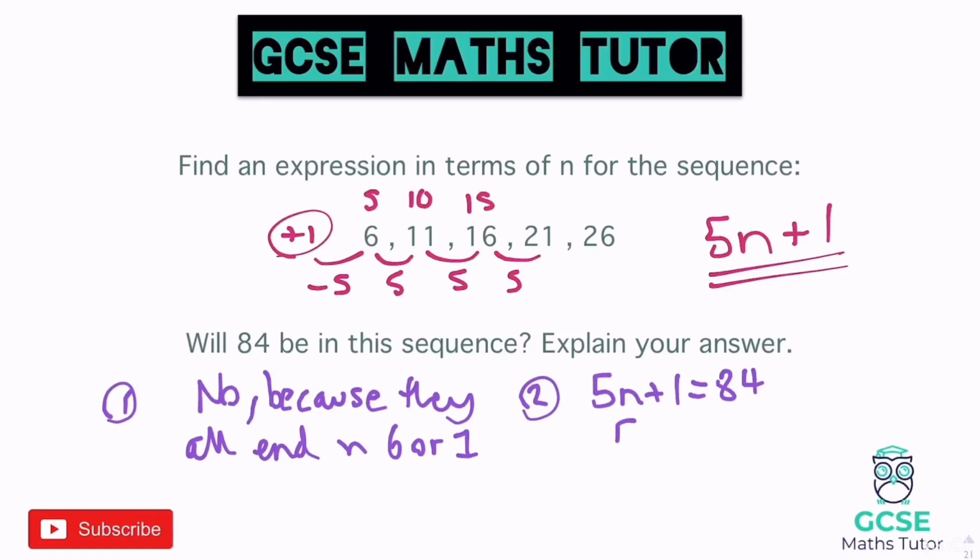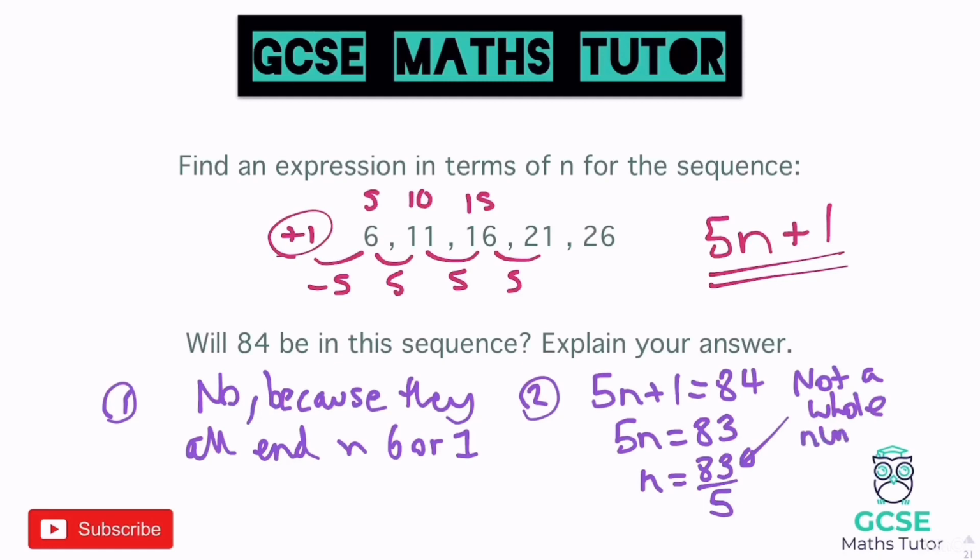So taking away 1, we get 5n equals 83. And then if we divide by 5, we get 83 divided by 5, which is not a whole number. So I could say no, n's not going to be a whole number, the position is not going to be a whole number. Okay, so not a whole number. Now I'd obviously just have to make that statement, no, not a whole number.